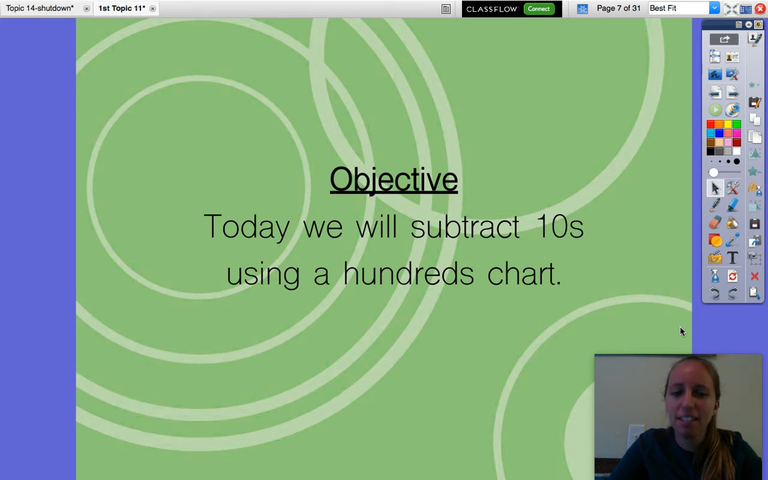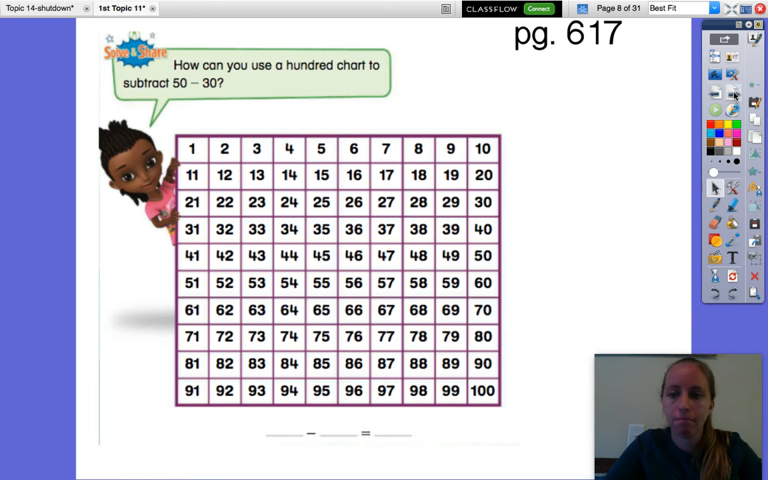Hello. For today's lesson in math, we are going to subtract tens, but today we're going to be using a hundreds chart. So if you turn to page 617 in your workbook, this is the solve and share problem. It says, how can you use a hundreds chart to subtract 50 minus 30? So we're trying to solve 50 minus 30. So I'm going to write it down here.